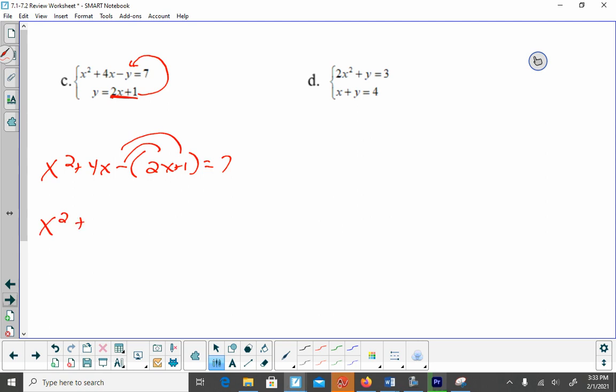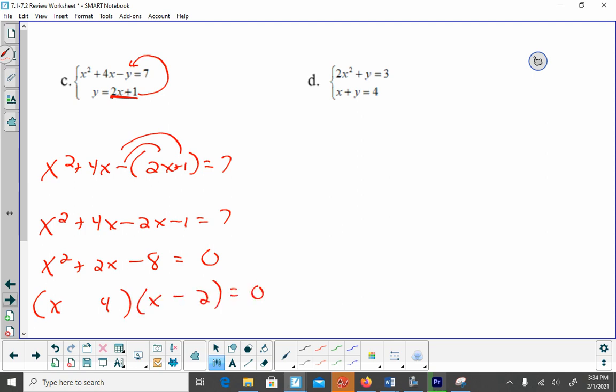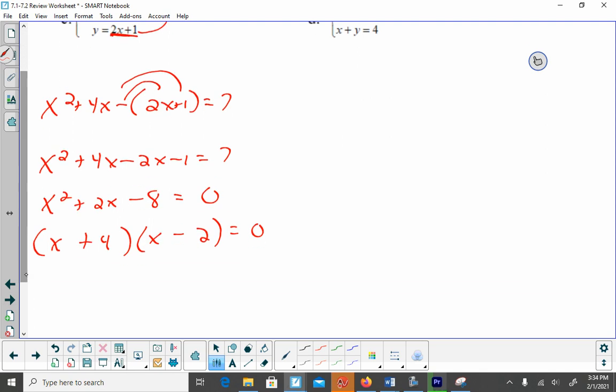So I'm going to have x squared plus 4x minus 2x minus 1 is equal to 7. Combining like terms, this will be a plus 2x, and bringing the 7 over since it's quadratic, is equal to 0. I'm going to think of my factors of negative 8 that add up to 2, and I'm going to use 4 and negative 2. So x plus 4, x minus 2 will give me the middle term of positive 2. So x is equal to negative 4, x is equal to positive 2.